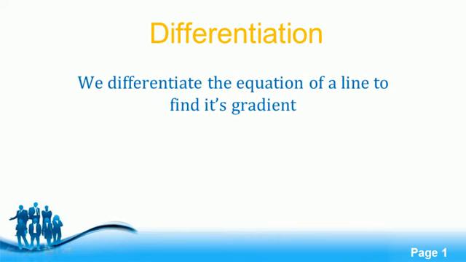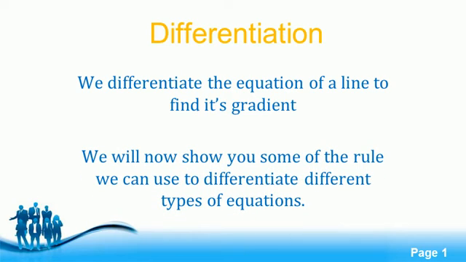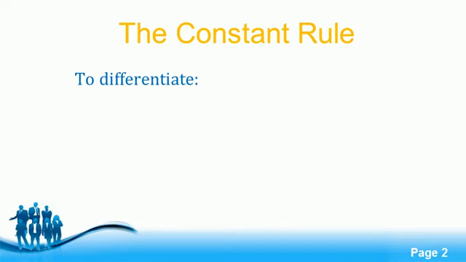Differentiation. We differentiate the equation of a line to find its gradient. We will now show you some of the rules we can use to differentiate different types of functions. The constant rule. We use the constant rule to differentiate a single function of x.